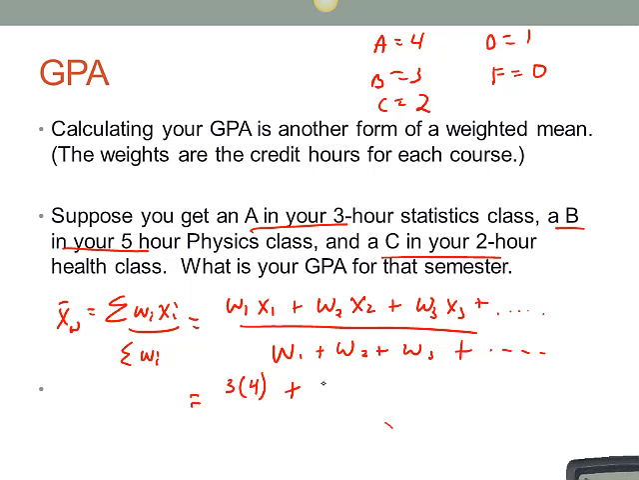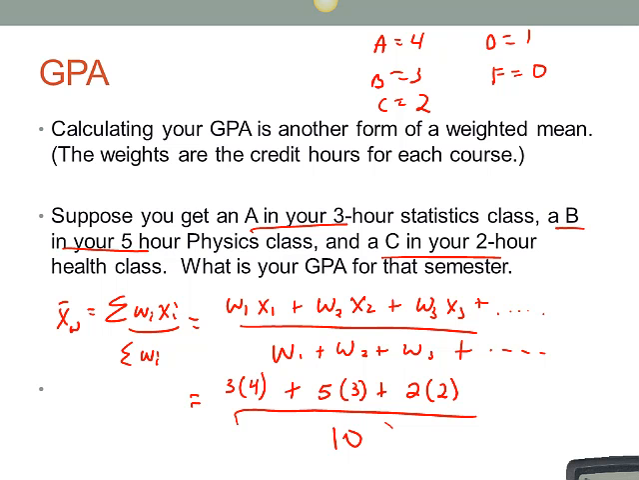So plus the second one is a B in a 5-hour class. So again, the 5-hour class is the weight, and we get a B, which is 3. Plus we get a C in a 2-hour class. So we get a 2-hour class times the C. And we divide that by the total number of credit hours, which is 3 plus 5 is 8, plus 2 is 10. Okay, we can add that up in our head.